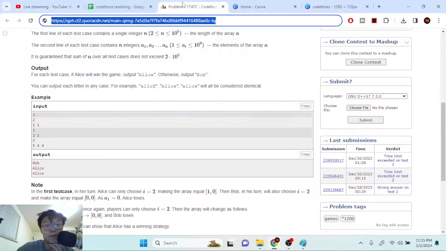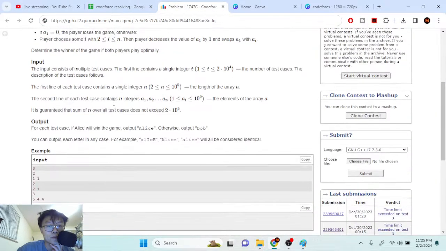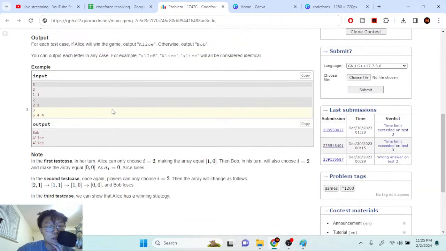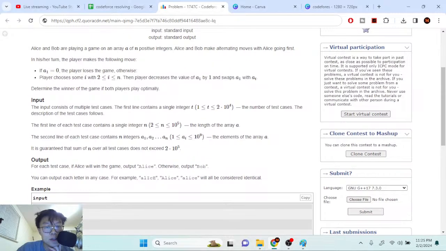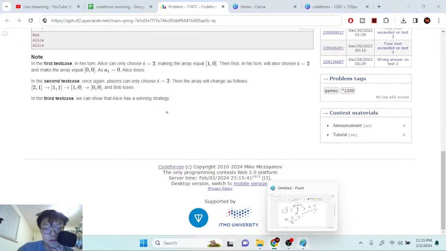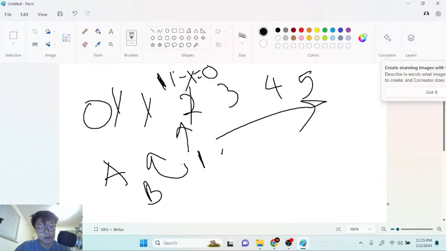Okay, so Alice moves first. I wonder who wins in the first case. Okay, so let's look at 1 1. In the first case, Alice can choose 2. Wait, what minus is 1? Yeah, okay. Oh, the player decreases the value A1 by 1 and then swaps it. Okay, so that's different. I read the problem wrong.